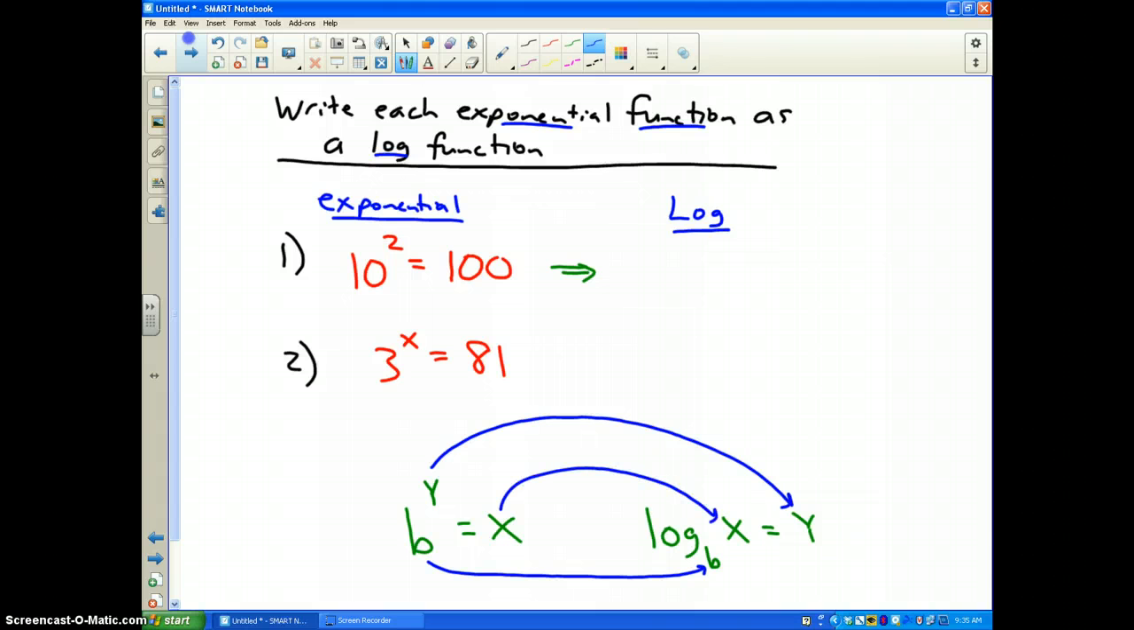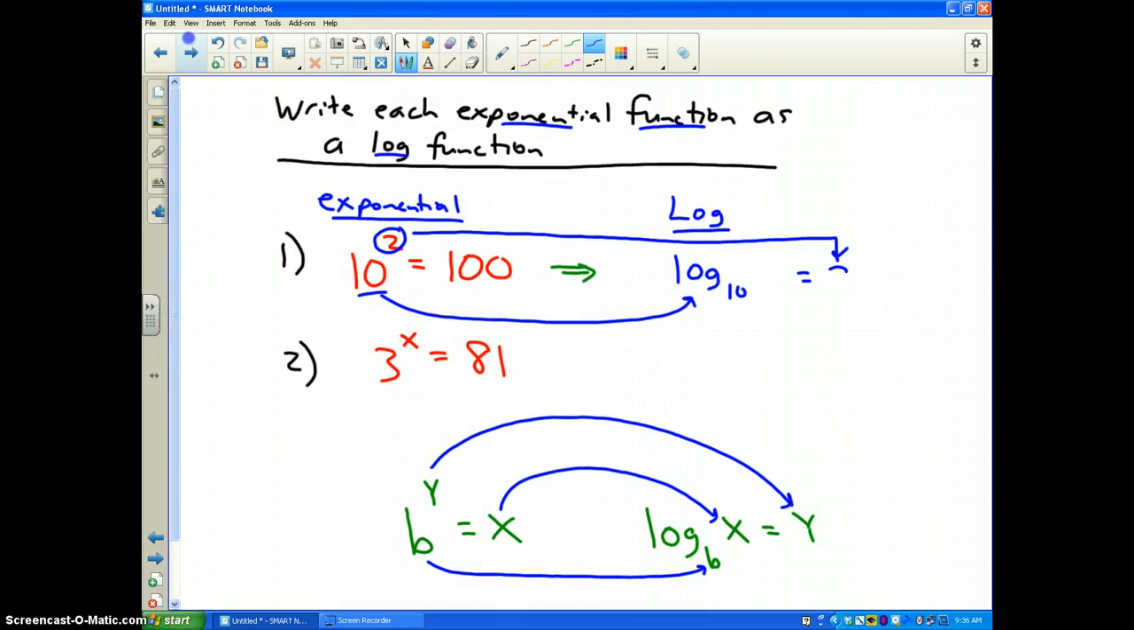So if I do this right, here is my base b. So I'm going to write log base 10. The 2 becomes the answer, and then the 100 is the big number right here. And there you go. I just converted my exponential function to a log function. Now I want you to do number 2. Pause the video and write it out.